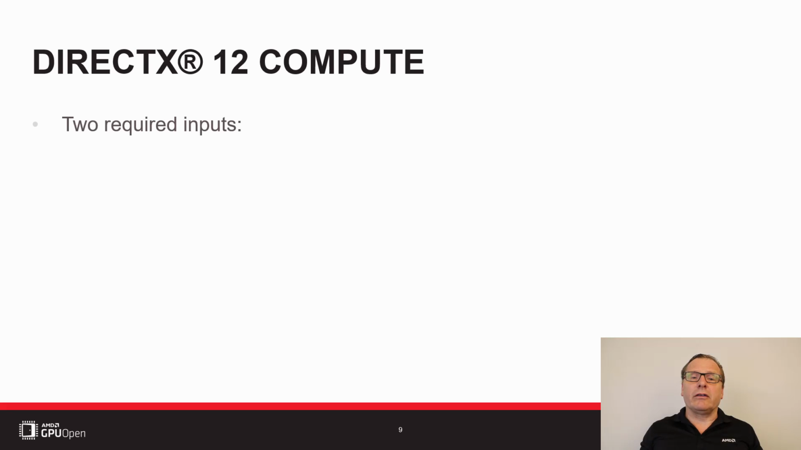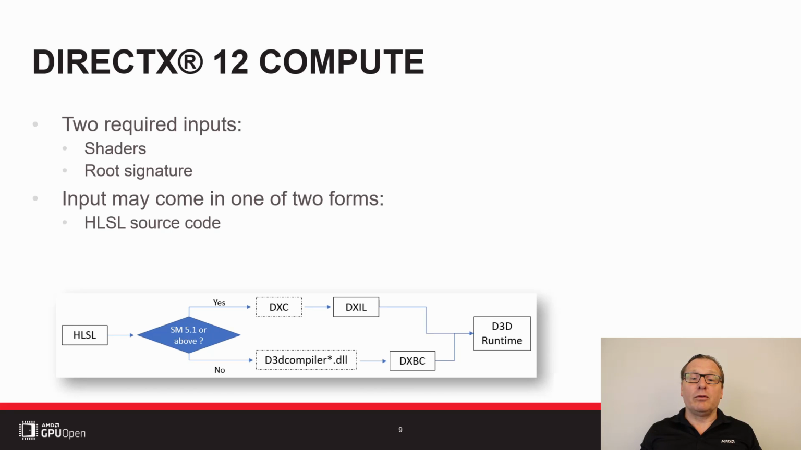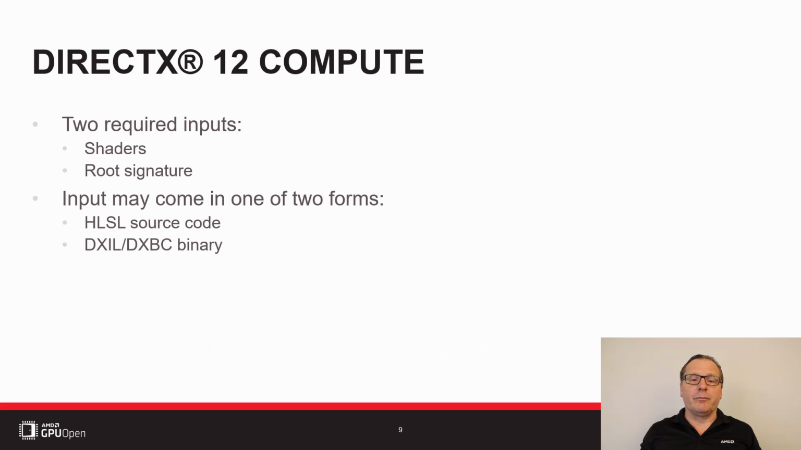To compile DirectX 12 compute pipelines in RGA, we need two inputs: shaders and root signature. Both shaders and root signatures can be provided in two forms. Firstly, for HLSL source code, RGA will perform a front-end compilation. In cases where the shader model is 5.1 or above, DXC will be invoked to perform the compilation. RGA ships with a specific version of DXC as part of the package, but you can also plug and play your own version of DXC using the DXC option.